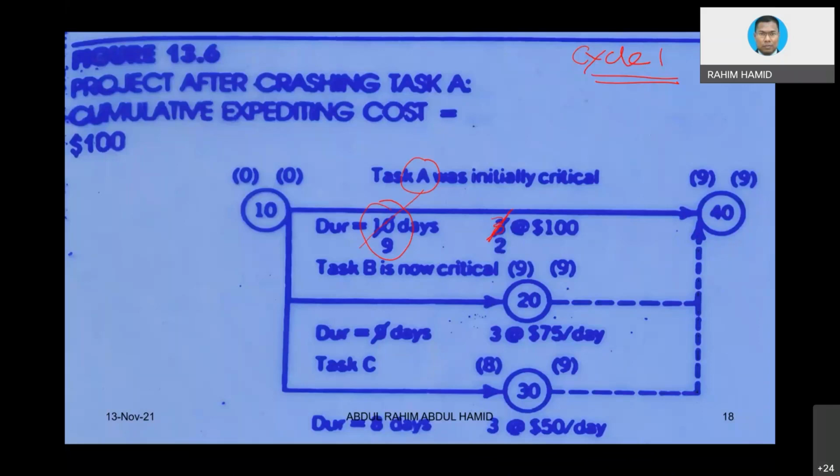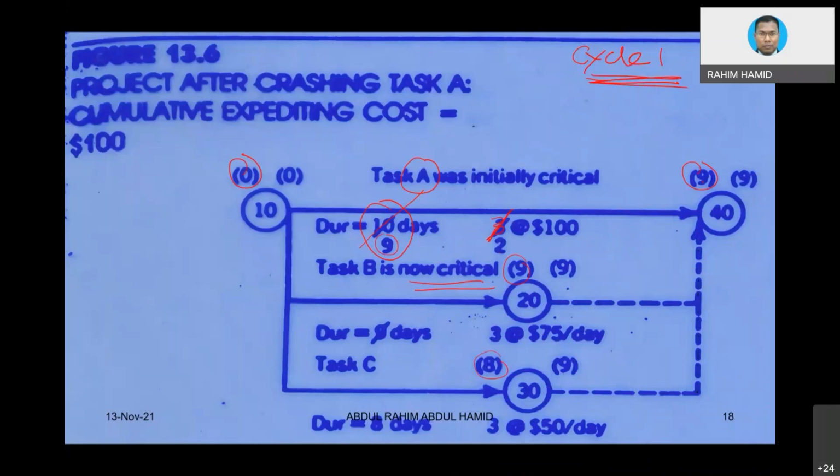Okay, now I do the calculation. 0 plus 9 equals 9. How about B? 0 plus 9 equals 9. How about C? 0 plus 8 equals 8. So it looks like after cycle number 1, activity B now also becomes critical. This is after cycle number 1 is completed.